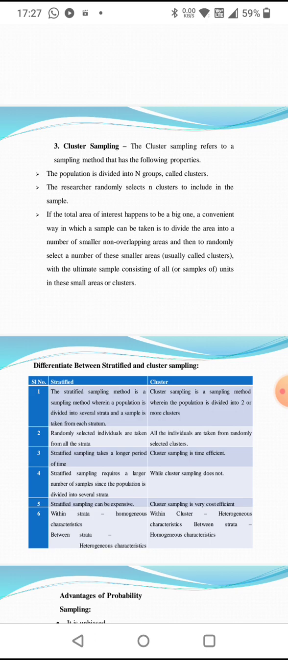So this is your cluster sampling, right? Again, in cluster sampling, the total population is divided into a number of relatively small subdivisions which are themselves clusters of still smaller units, and then some of these clusters are randomly selected for inclusion in the overall sample.